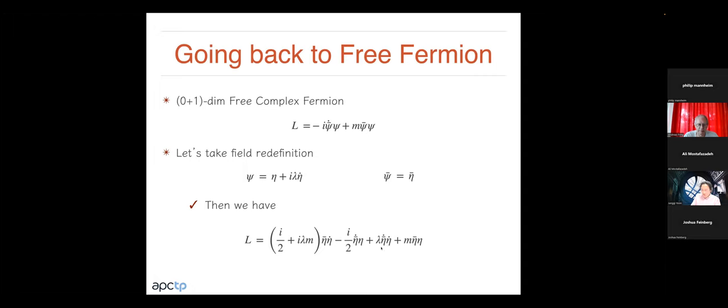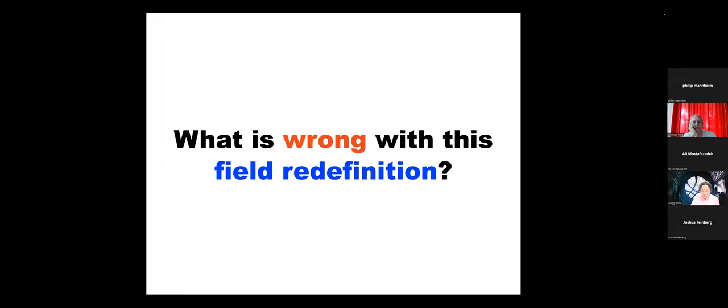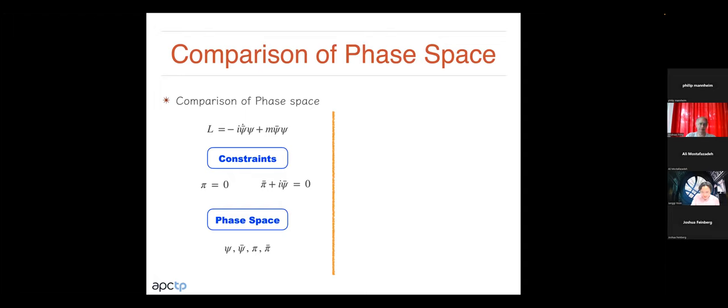So immediately you can see that, independent of this instability, it has a larger Hilbert space than the original Hilbert space. So some physics has seemingly changed. So that is a problem. You can ask, then what is wrong with this type of field redefinition? Let's look at this in more detail.